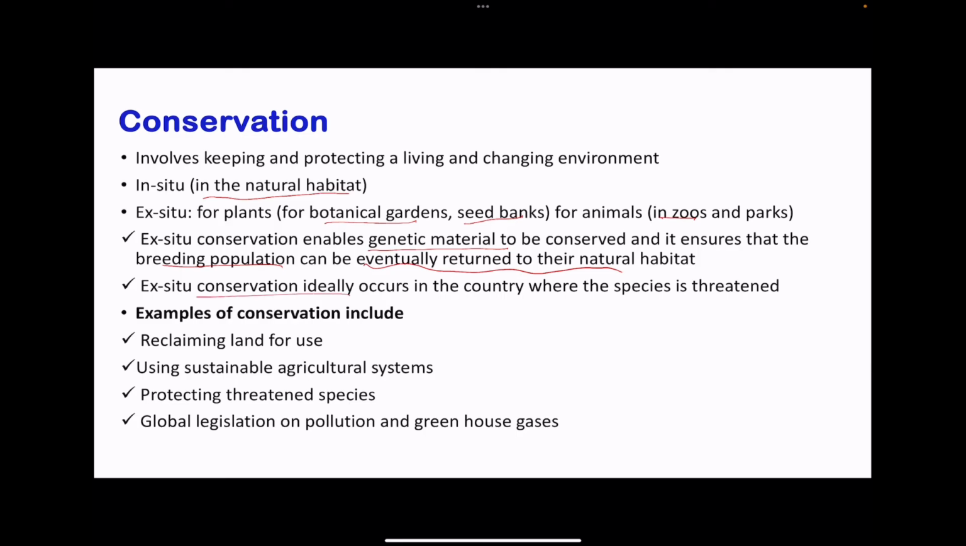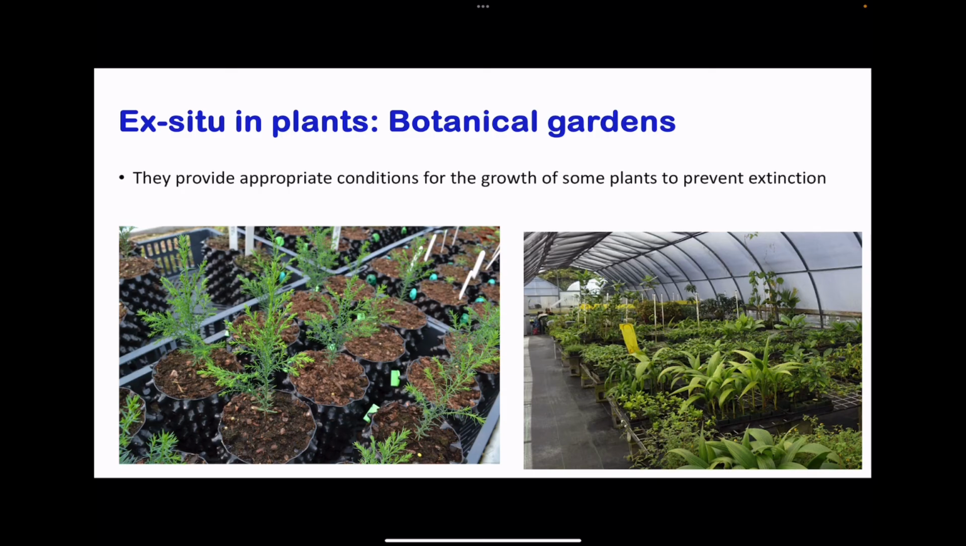Ex-situ conservation usually occurs in the country where the species have been threatened. Examples of conservation include reclaiming land for use, reusing sustainable agricultural systems, protecting threatened species, as well as global legislation on pollution and greenhouse gases.